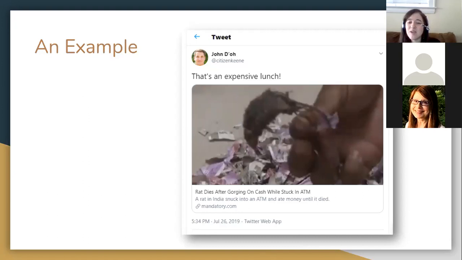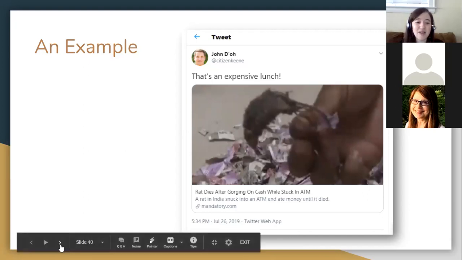Very good. What could we do to find trusted sources about this claim about a rat dying after eating cash in an ATM? Yep, go to Snopes. We could go to Snopes or some other fact-checking site to see if this is real. So I encourage you to try any of those out. I'll tell you that this really did happen, but it was shared out a lot as happening all over India, and it really only happened in one place in India. So unfortunately, this poor rat did die eating cash in an ATM.